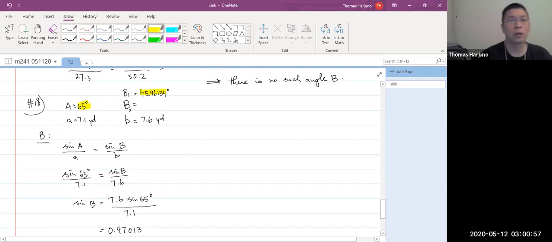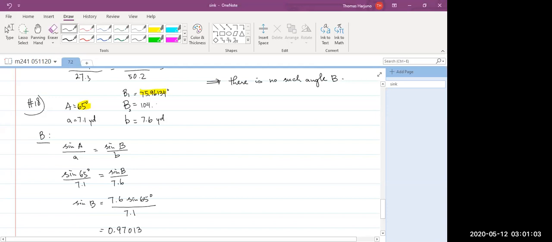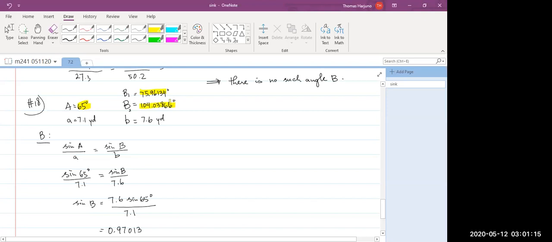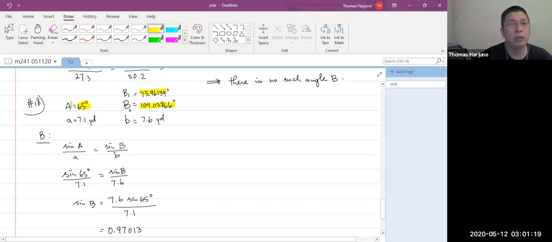Right? Okay. Now how about the second B? How about B2? 104.03866 degrees. Which, when you add with this, is still less than 180. Okay. Right? So either this pair, or this pair.